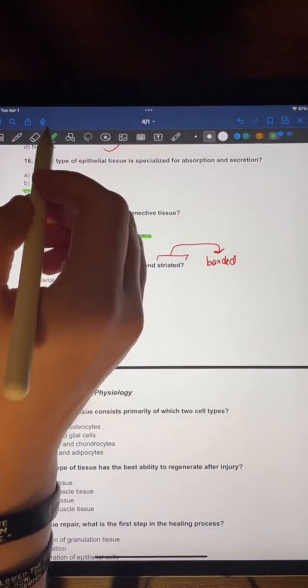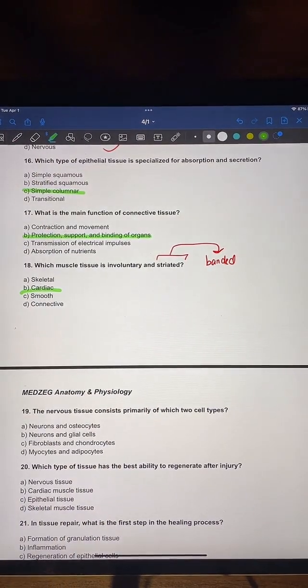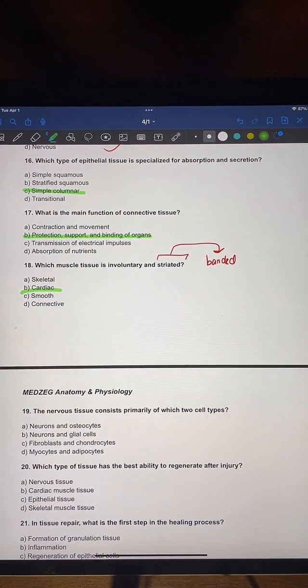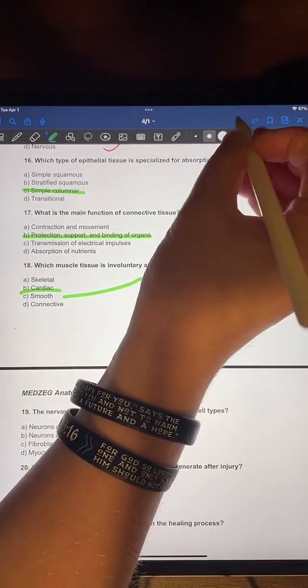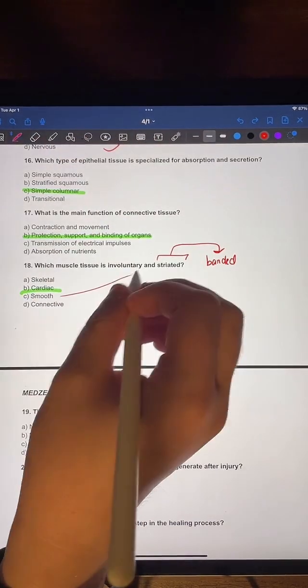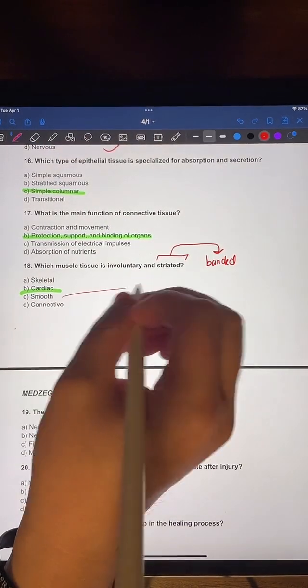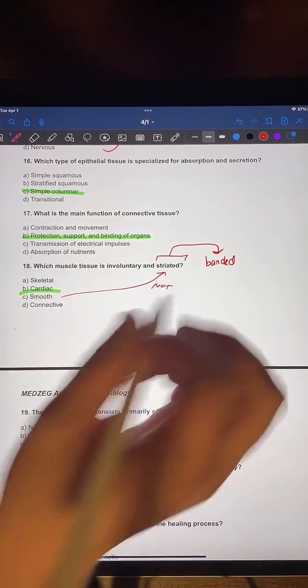The answer is B. It is cardiac. Cardiac tissue or cardiac muscle is striated, or striped, or banded, and involuntary. Involuntary essentially means it contracts without us consciously contracting it. Smooth is also involuntary, but it is not striated.